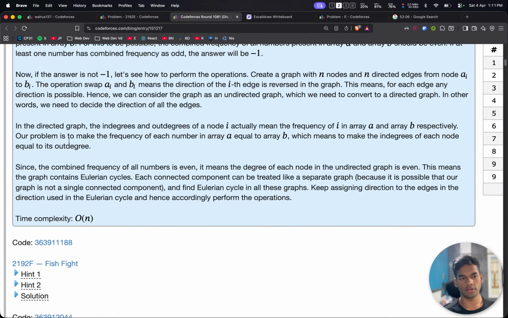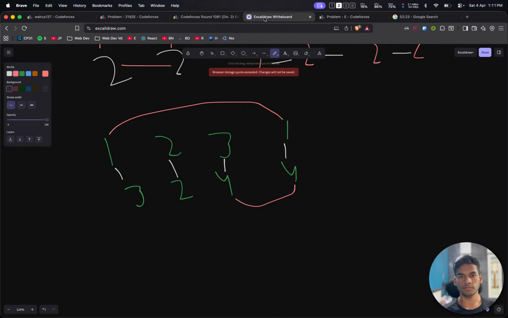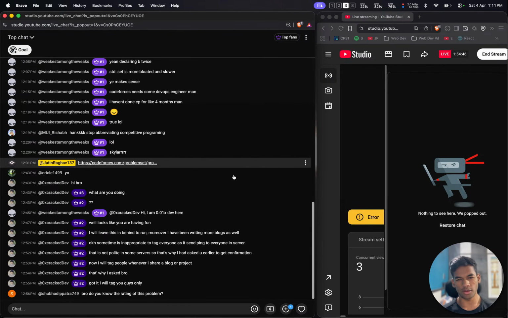Like this. Our problem is to make the frequency of each number in array A equal to B, which means to make the in degrees of each node equal to its out degree. Okay, we are cooking.